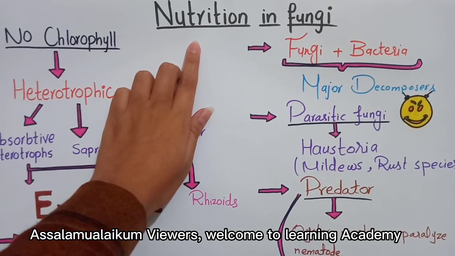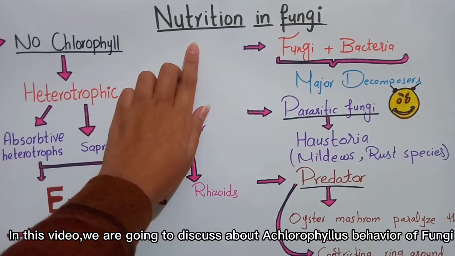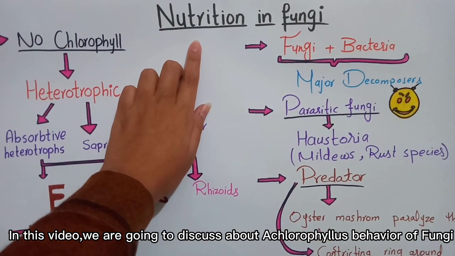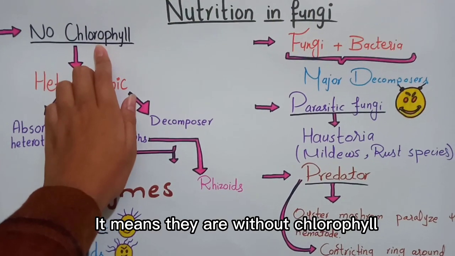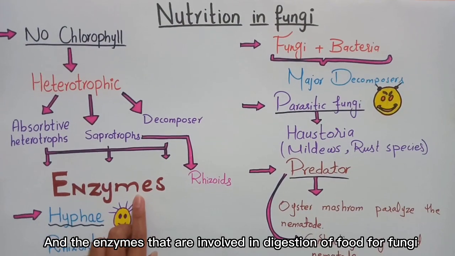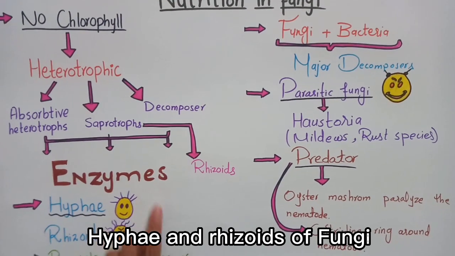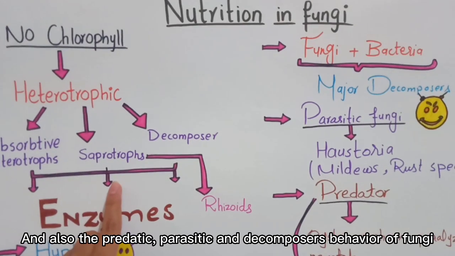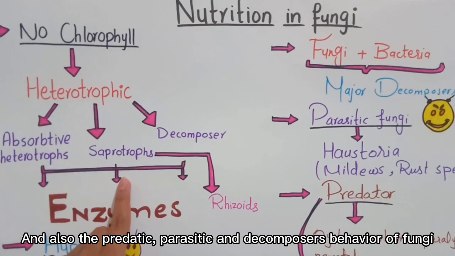Today the topic of our discussion is nutrition in fungi. So here we go. In this topic we are going to discuss the achlorophyllous behavior of fungi, which means they are without chlorophyll. We will also cover the enzymes involved in the digestion of food for fungi, the rhizoids and hyphae of fungi, and also the predatory, parasitic and decomposer behavior of fungi.